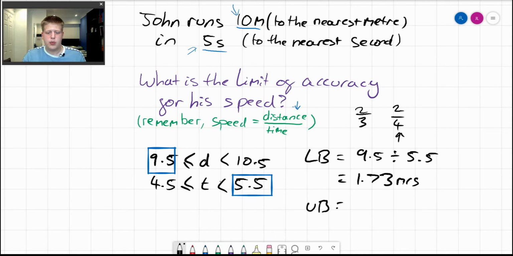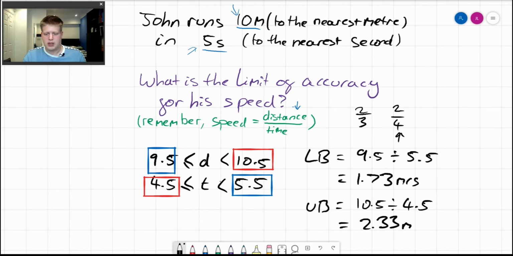The upper bound will therefore use the other two we haven't used. We're going to use the biggest distance and the smallest time. And if you have a look back at the fractions, you'll see this will give us the largest number. And so our upper bound will be 10.5 divided by 4.5, which is 2.33 meters per second.